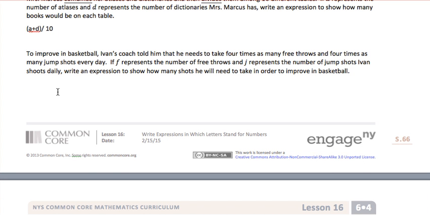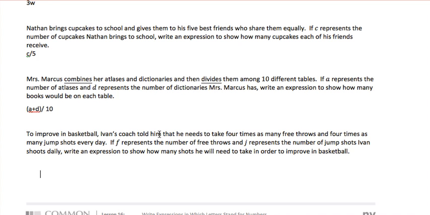To improve in basketball, Ivan's coach told him that he needs to take 4 times, keyword, as many free throws, and 4 times, keyword, as many jump shots every day. Every is also a keyword. If F represents the number of free throws and J represents the number of jump shots Ivan shoots daily, write an expression to show how many shots he will need to take in order to improve in basketball.